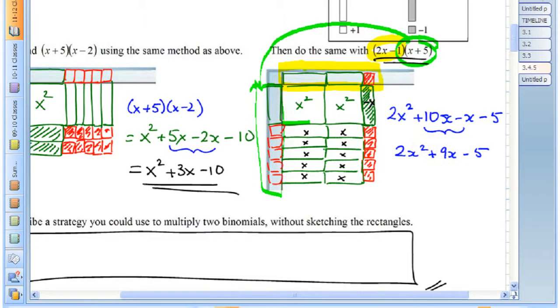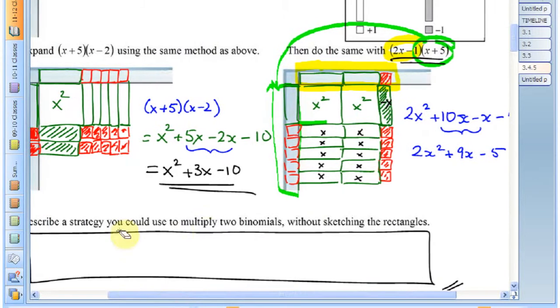Now, the question I have for you is, I hope you don't want to be drawing this stuff out forever and ever and ever. So what's a strategy or a method you can use to multiply two binomials together without sketching? And for those of you who did this in grade 9, you should know. What would it be?